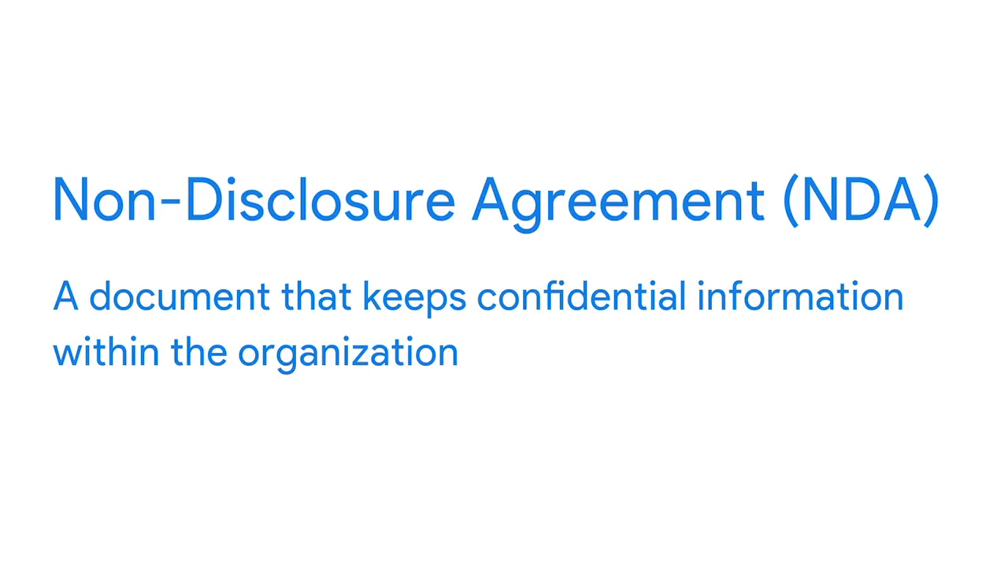The first important document is a non-disclosure agreement, also known as an NDA. NDAs are standard within a lot of companies, and it's best practice to ask external contract workers to sign an NDA. The purpose of an NDA is to keep confidential information within the organization.